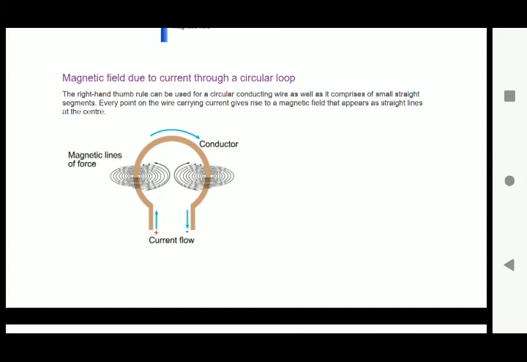And the second factor is, it is inversely proportional to the radius of circular loop. That is, if the radius of the circular loop increases, then the intensity of magnetic field will be less. And if the radius becomes less, then the magnetic field will be more. Means magnitude of magnetic field will be more.